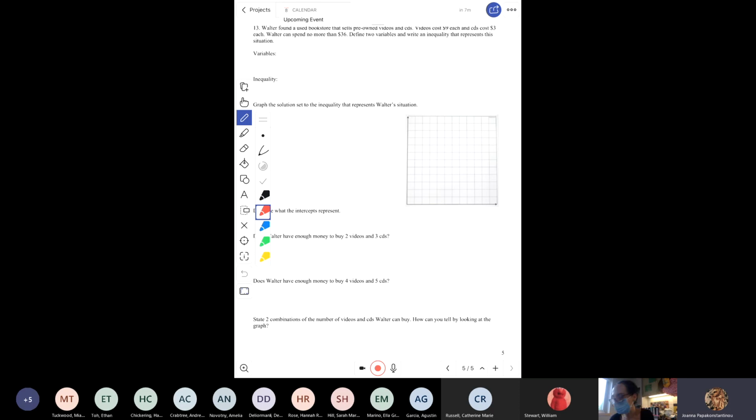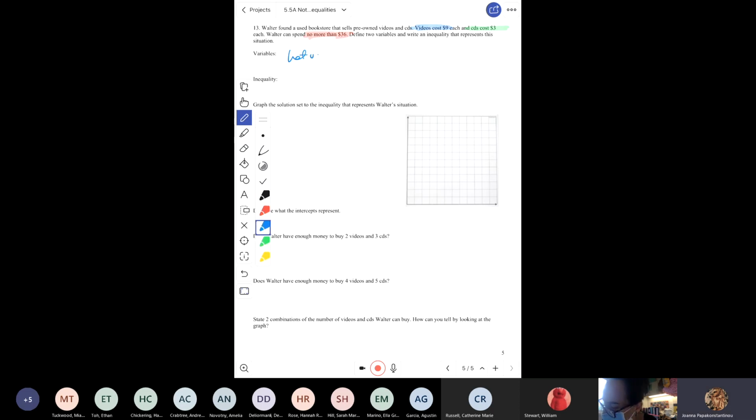We're putting all this together. So we have Walter. He went to a bookstore that sells pre-owned videos and CDs. I know videos cost $9. CDs cost $3. Walter can spend no more than $36. He's walking in there and he wants to know what he can buy. We have to define two variables, write an inequality that represents the situation, solve it, graph the solution set, and then answer some questions.